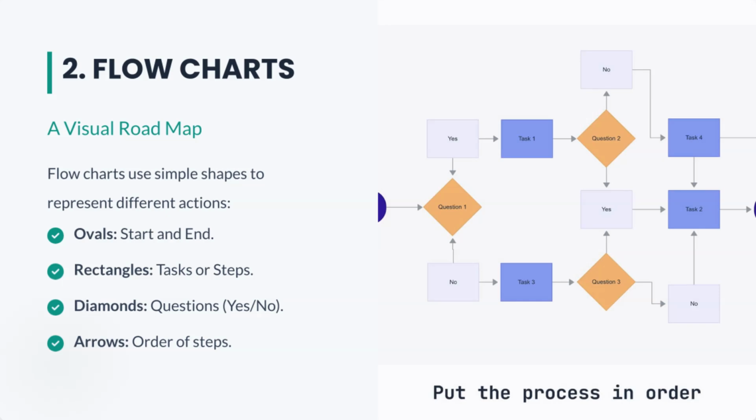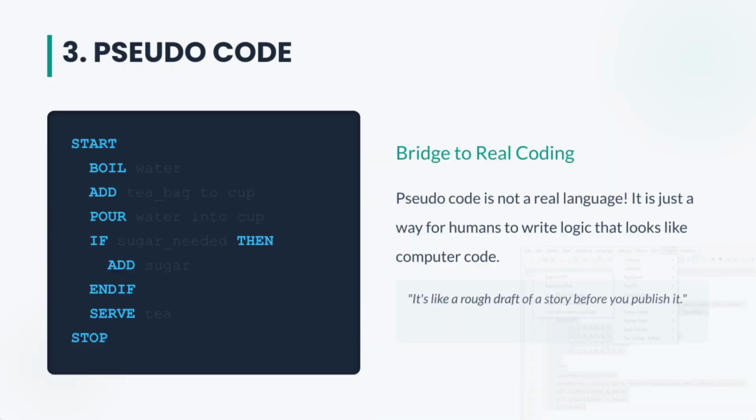We use ovals to show where the process starts and ends. Rectangles are used for standard steps or tasks, like boiling water. Diamonds are used for questions or decisions, like asking, "Do we need sugar?" which split the path into yes or no directions. And finally, arrows act as the street signs, showing us the exact order of the steps. By looking at a flowchart, you can trace the entire logic of a program with a single glance.